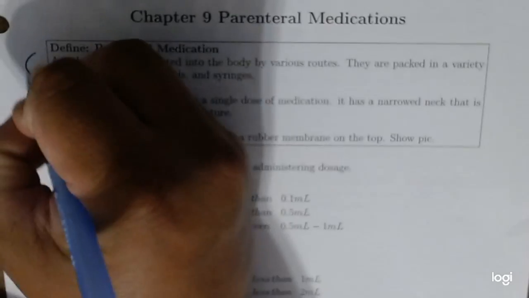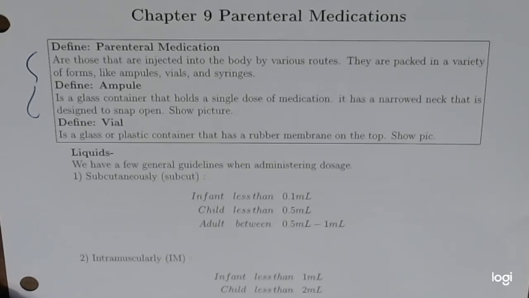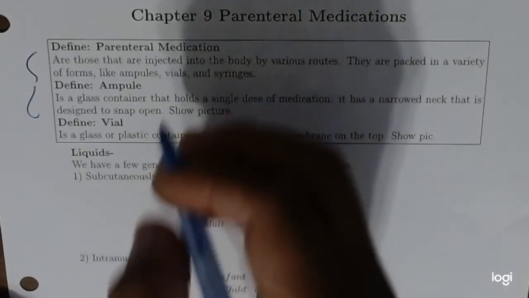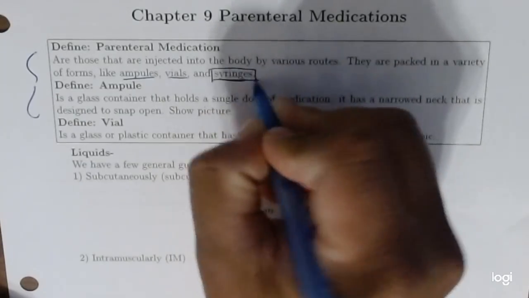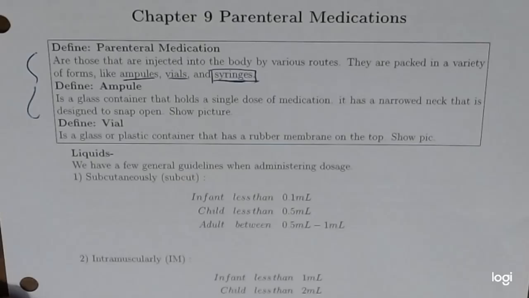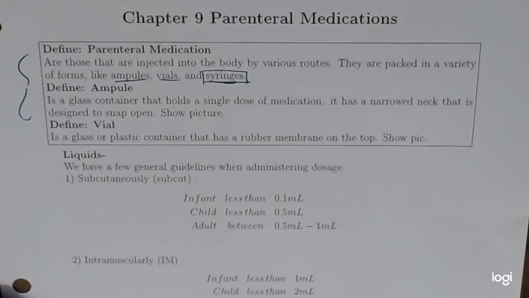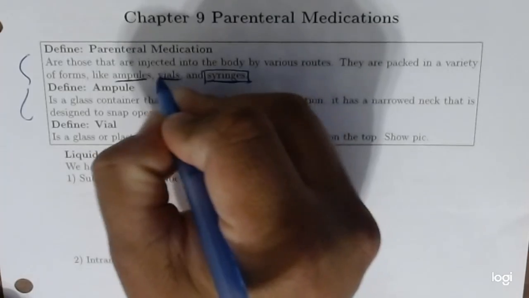So there are a couple of definitions before we get to start into this chapter. The first one: parenteral medications are those that are injected into the body by various routes. They're packaged in a variety of forms, and we'll talk about vials, ampoules, and syringes. We're not going to talk about syringes; that's the one chapter we skipped. You will get more in depth into syringes once you get into the nursing program, so there's no point in me going through much of it here. But the main ones we're talking about are ampoules and vials.